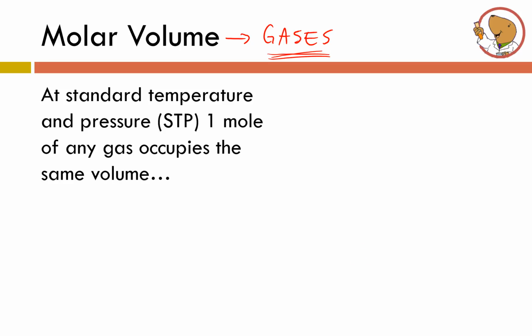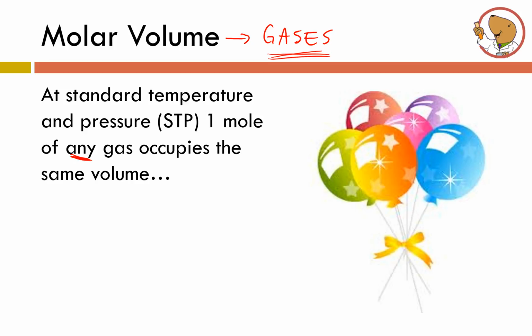It turns out that at standard temperature and pressure, we call this STP, and standard temperature and pressure to a chemist is 1 atmosphere of pressure. That's what we exist at sea level. And standard temperature is defined as 0 degrees Celsius or 273 Kelvin, one and the same. But under those conditions, it turns out that a mole of any gas, doesn't matter what we're talking about, oxygen, carbon dioxide, nitrogen, helium, hydrogen, regardless, occupies the same volume.